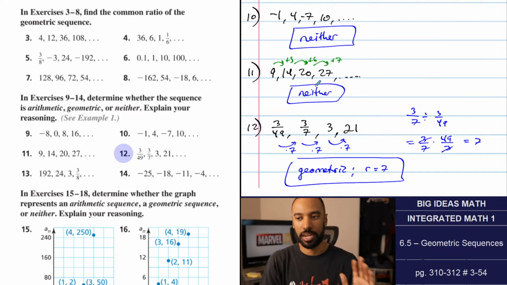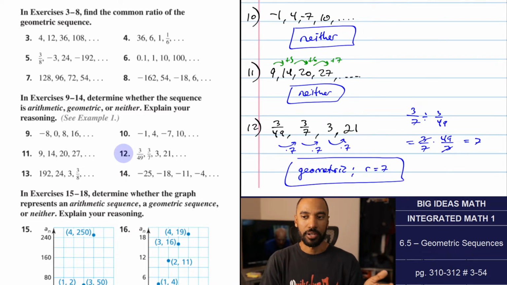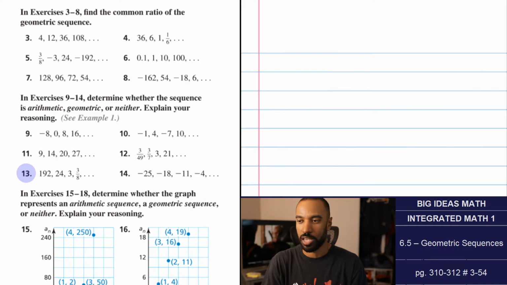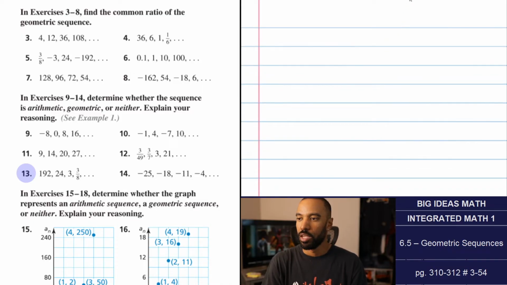Now I'll state the neither cases. I didn't show very much work, but a neither case is when it's neither arithmetic nor geometric. So if you can show that it's not either or discuss it in such a way, I think it'd be good. Number 13.